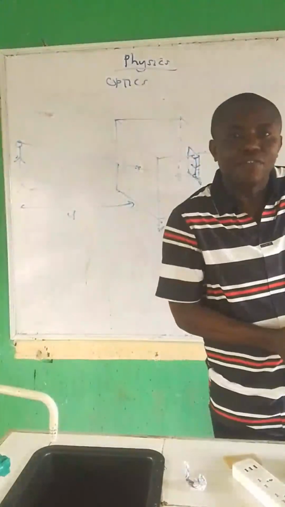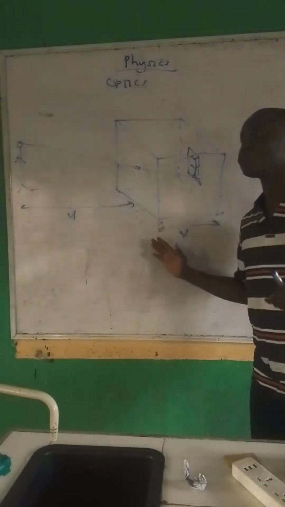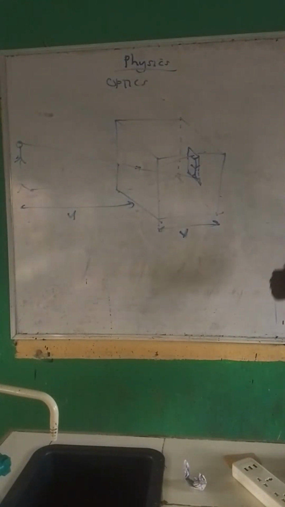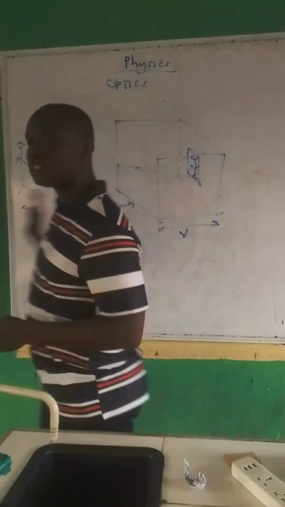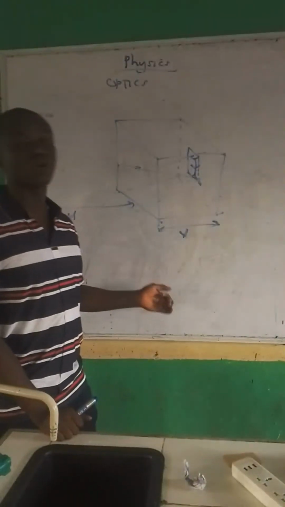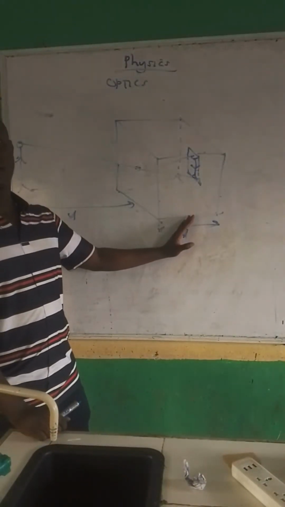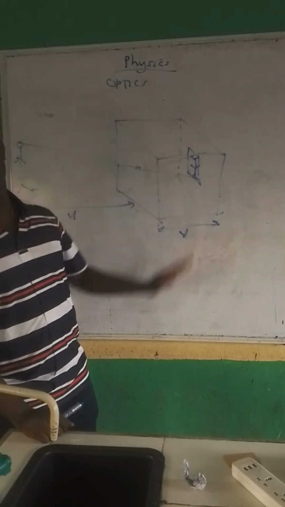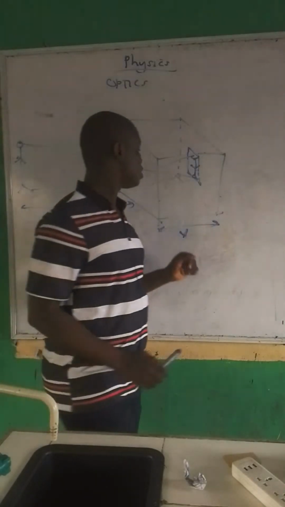Then we now have the image distance, which is from the pinhole to where the image is. From the pinhole to the image is usually the width of the camera. Because of course the pinhole is on one surface, and the film is on the surface directly opposite it. So you understand? That's the thing.